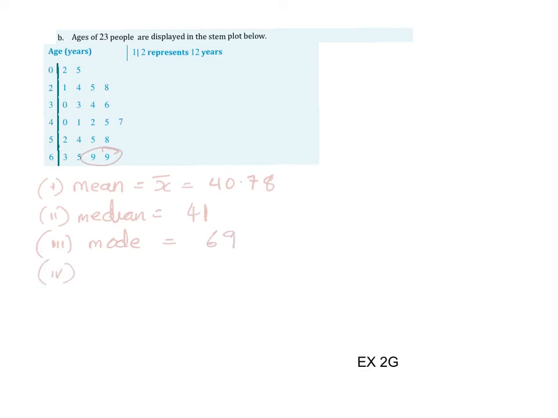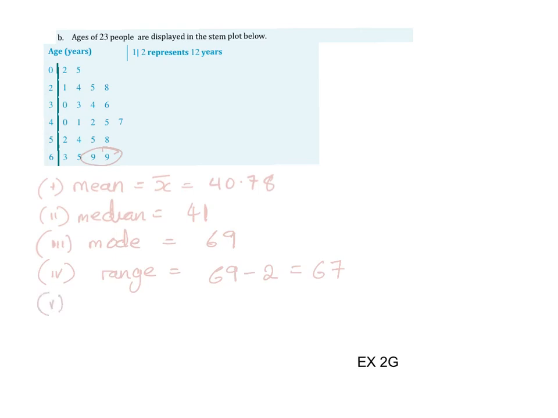Okay, the next bit, we're looking for the range. The range is the smallest age taken away from the biggest age. So we've already said the oldest person is 69, the youngest person is 2, so our range is 67 years. So between the oldest and the youngest, there is 67 years.